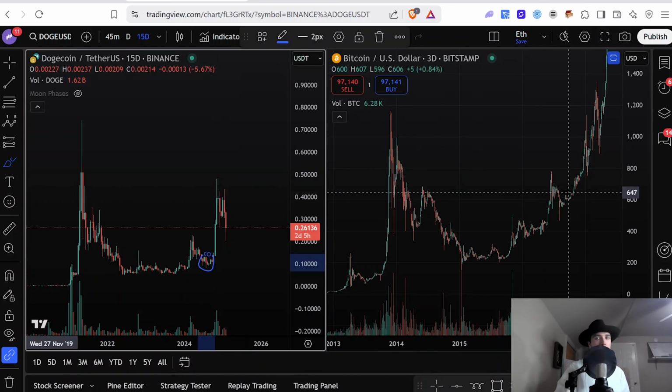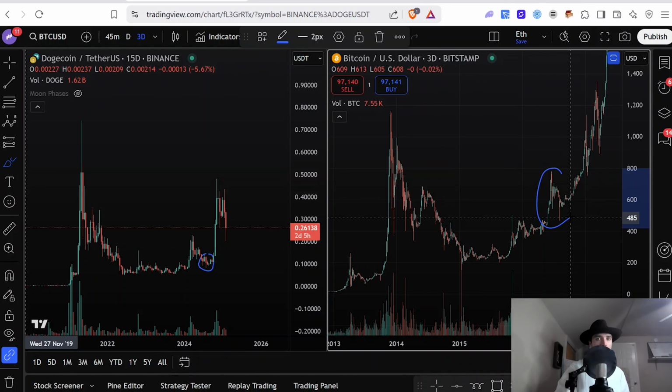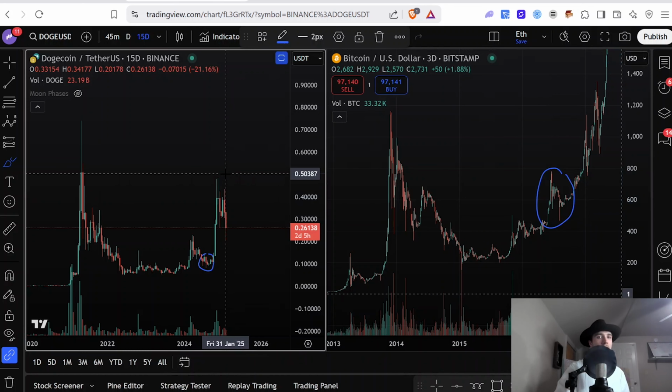Now look at what's happened just barely. Look at this right here. And tell me that this pullback on Bitcoin, when Bitcoin went from $770 down to $464, try to tell me that's not a spitting image of what just happened on Dogecoin right here. And yet everybody's selling support.